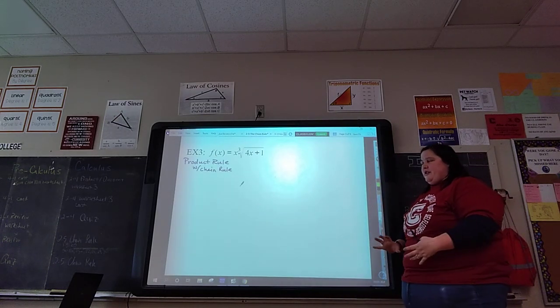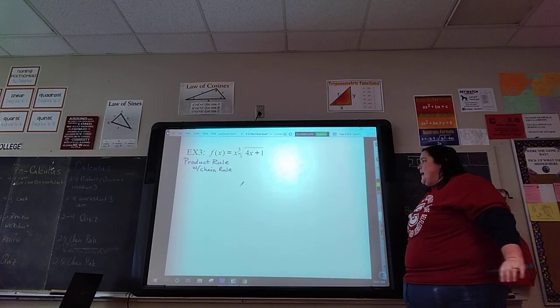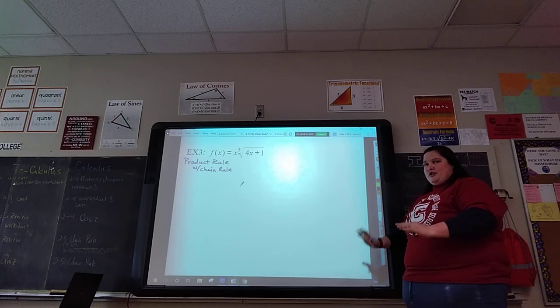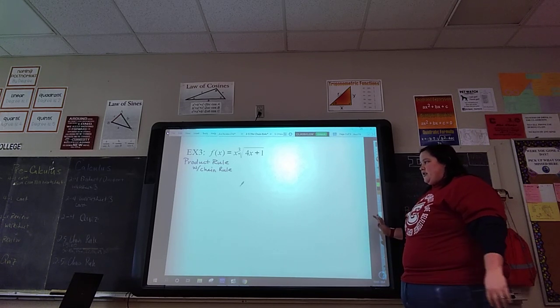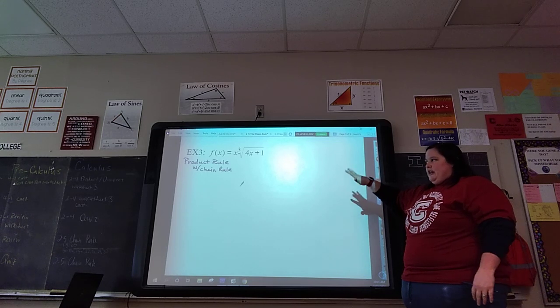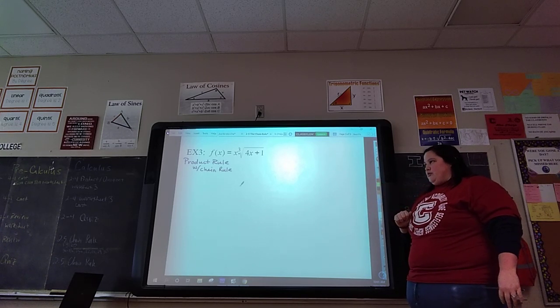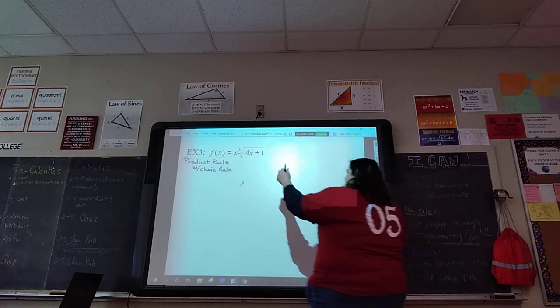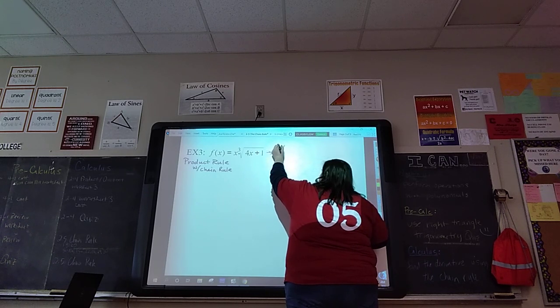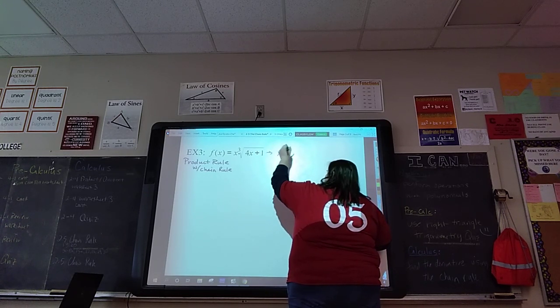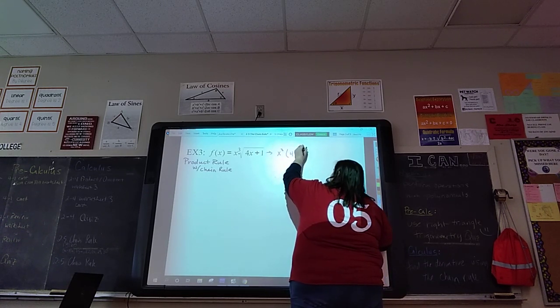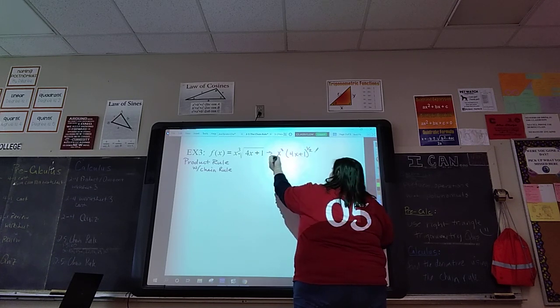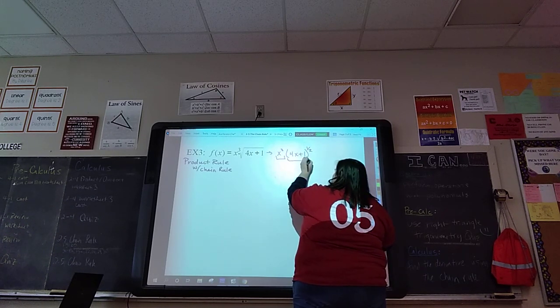So remember, the product rule is the derivative of the first times the second as is, plus the derivative of the second times the first. So we have our 4 parts for our product rule, but within the product rule, we will have to do the chain rule. So first of all, I'm going to make it x cubed times (4x plus 1) to the 1/2 power. So this is my first function. This is my second function.